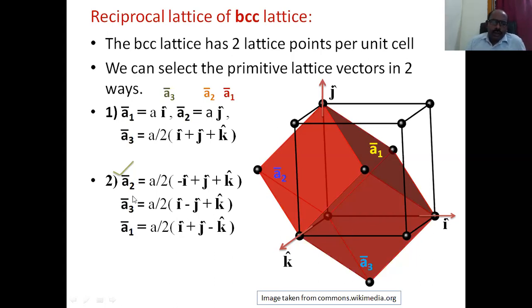So here there are three vectors. Here we are identifying the basis body centered points, if we take this point as the origin.